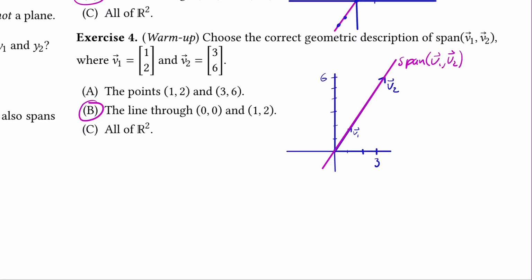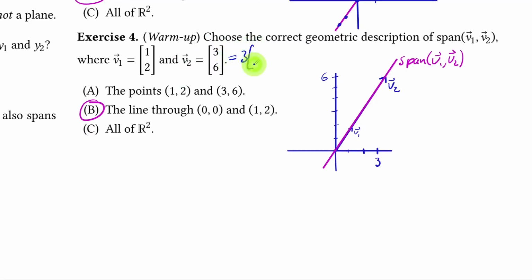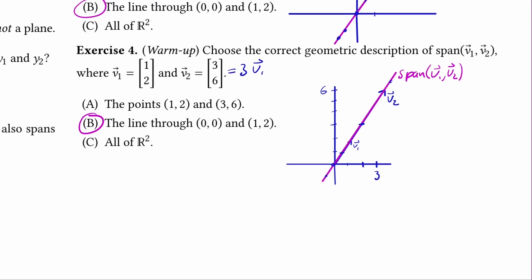Exercise 4 is the same thing because v2 is equal to 3 times v1. It is on the same line. So including multiples of v2 doesn't change anything. Any linear combination of v1 and v2 is going to be another point somewhere on this line.